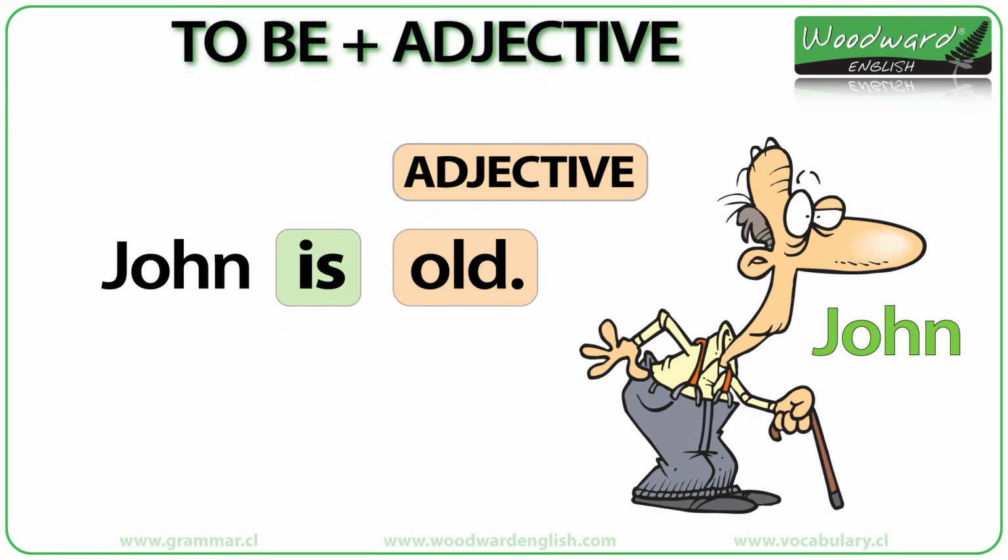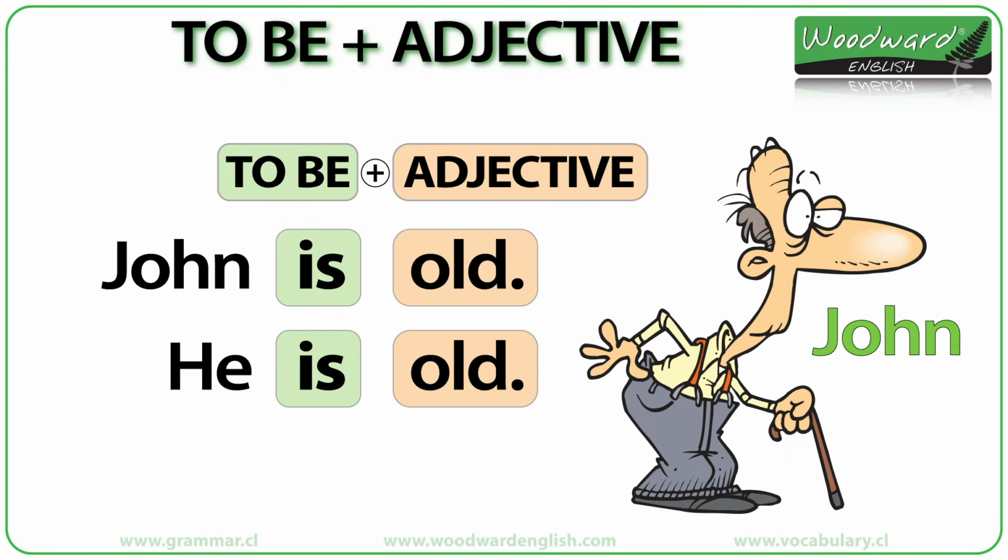We can say, John is old. With an adjective, we frequently use to be. The order is to be plus adjective. John is old. We can also say, he is old.